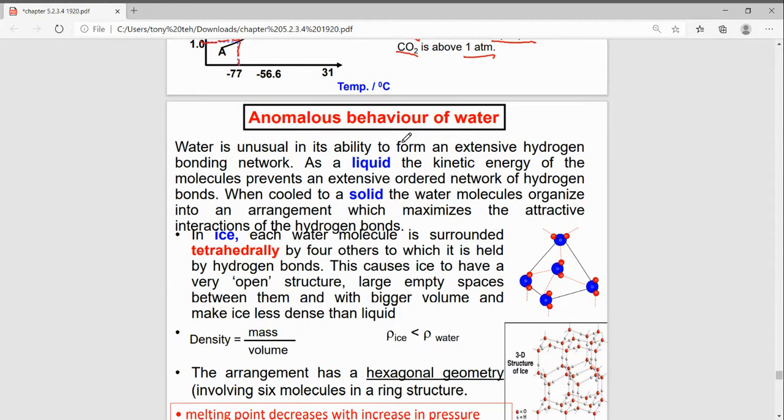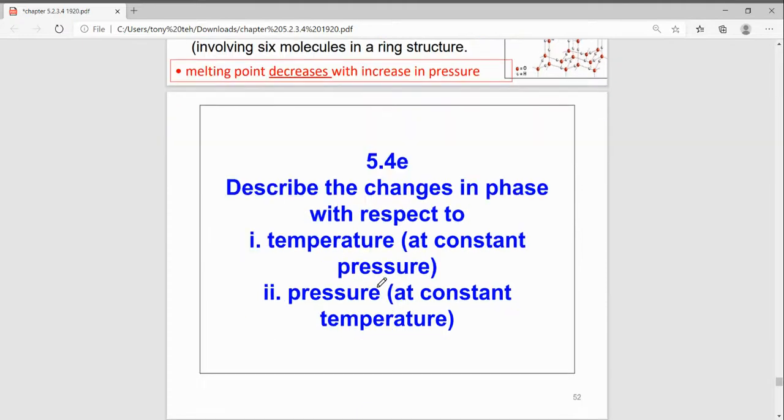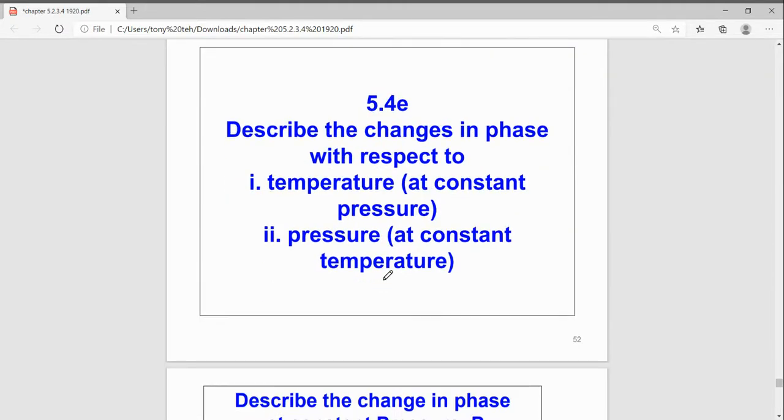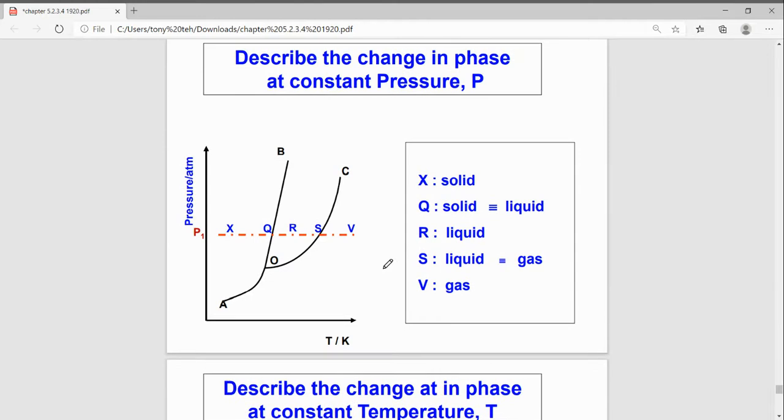Okay, now anomalous behavior of water. So just remember the density of ice is less than water. So this part explains all the anomalous behavior of the water because of one important thing, open structure. Okay, now let's look at how we describe the changes in phase with respect to the temperature at constant pressure or pressure at constant temperature.